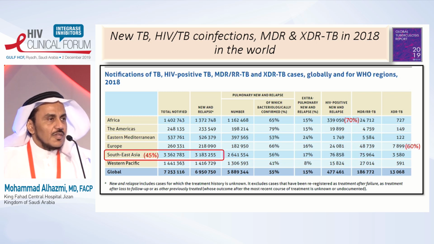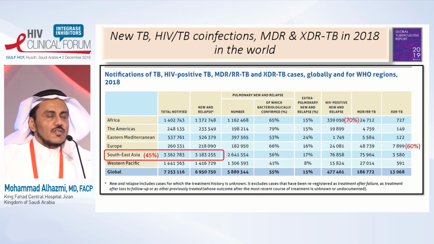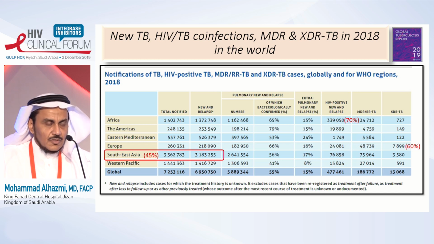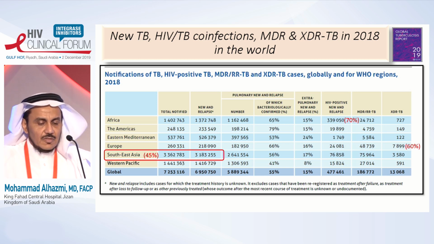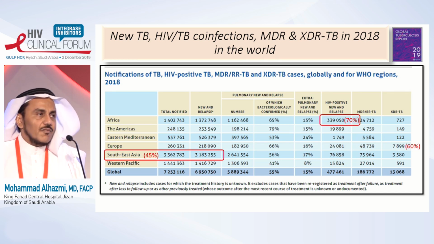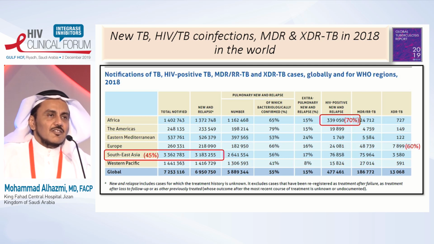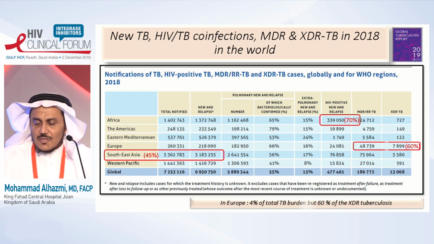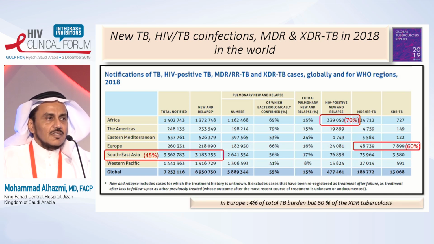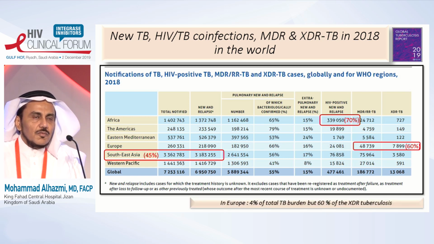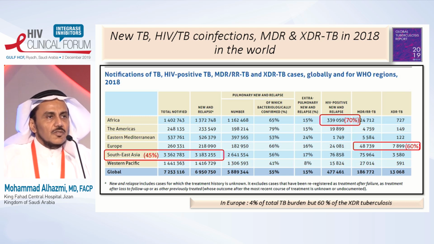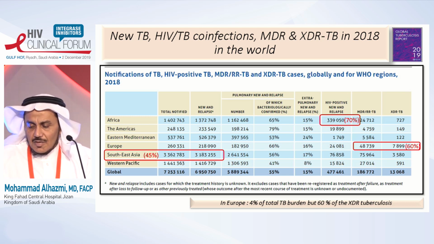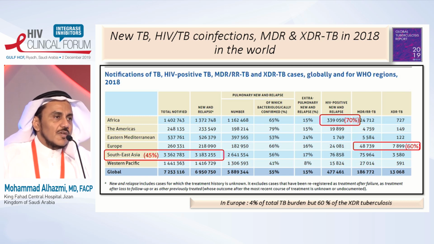Southeast Asia harbors nearly 45% of the total populations who have tuberculosis infections. When you look at the co-infections, TB and HIV, it is mainly an African disease, with sub-Saharan Africa being the highest risk. But if you look at MDR and XDR TB, although Eastern Europe contributes only 4% of the total burden of TB worldwide, it contributes 60% of those who have XDR.